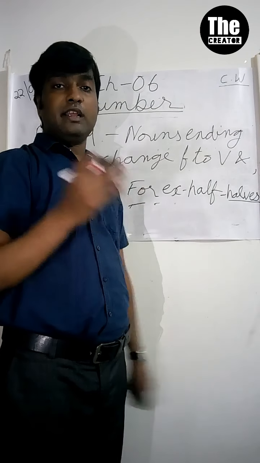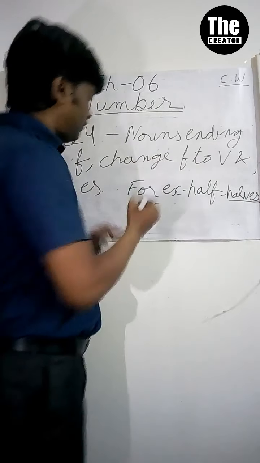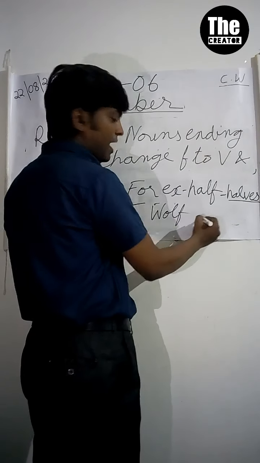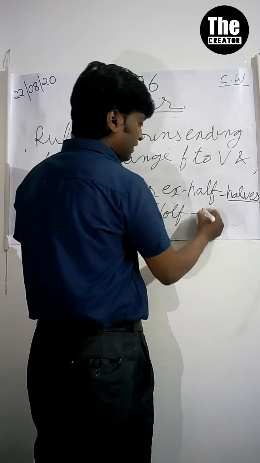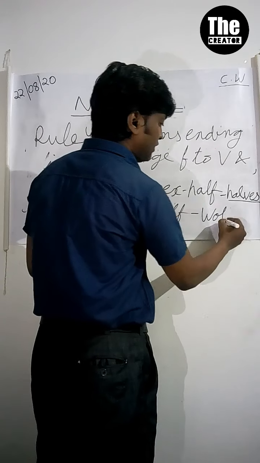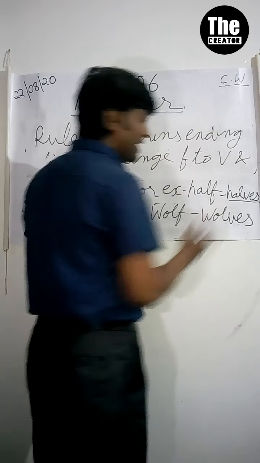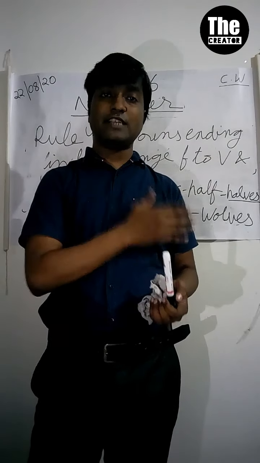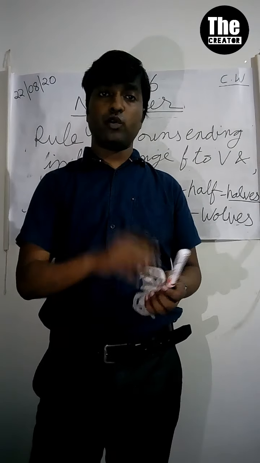Got it? Another example, wolf, W-O-L-F, wolf. Remove F, put V and add ES. It would become wolves. So this was our rule number 4.